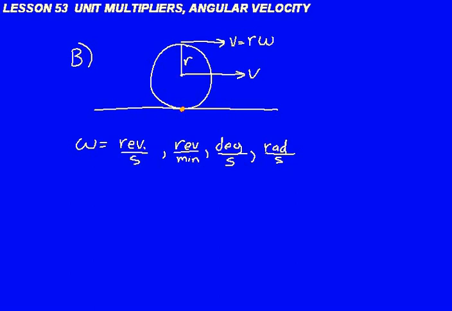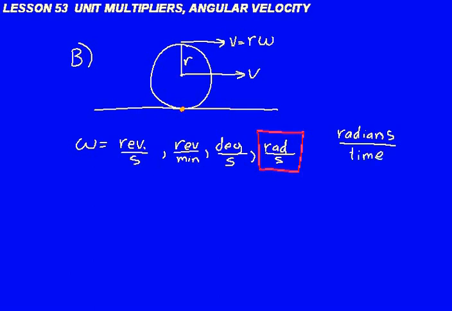Now, it's very important when you do angular velocity problems that your units for angular velocity are in radians per second or radians per minute. More appropriately, they need to be in radians per some unit of time. The numerator has to be in radians.